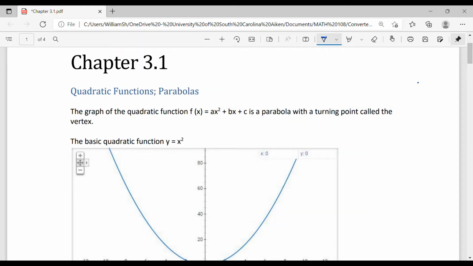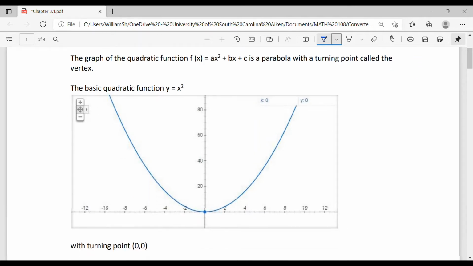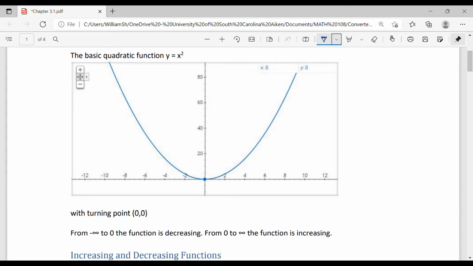Today we're going to go through chapter 3.1, which is quadratic functions and parabolas. The graph of the quadratic function f of x equals ax squared plus bx plus c is a parabola with a turning point called the vertex. Now the basic quadratic function is y equals x squared, as you can see graphed here on the graph.